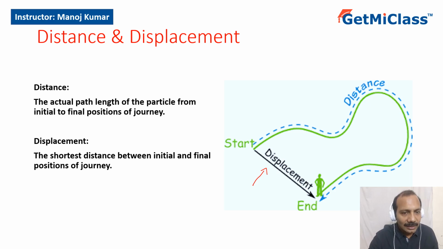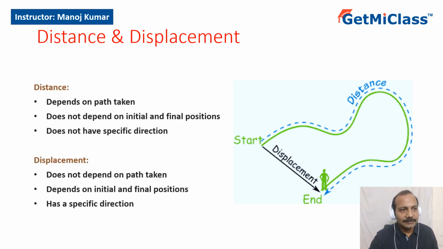Now let's look at the properties of these things. Distance depends on the path taken, because distance is along the path. We measure the length of the path. Now let's say if the person takes a path something like this, then his distance would be different. So distance depends on path taken. Distance does not depend on initial and final position. It only depends on the path taken.